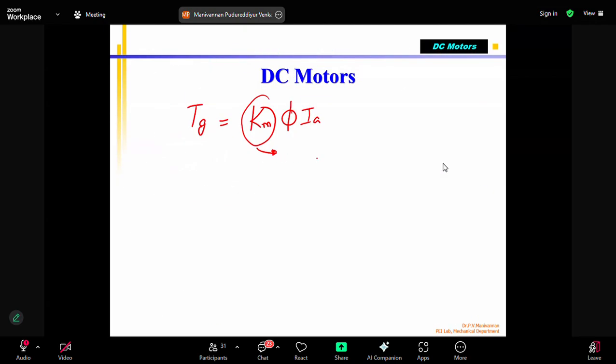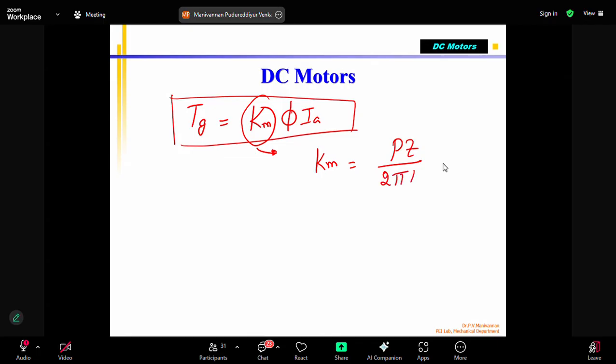So here, this is the final equation in short form, where Km equal to Pz divided by 2 pi A. This is called the motor constant. Sometimes they put just K alone. Some books put Km, some books put Ka. Don't get confused, they all call it the motor constant. Why is it called a constant?